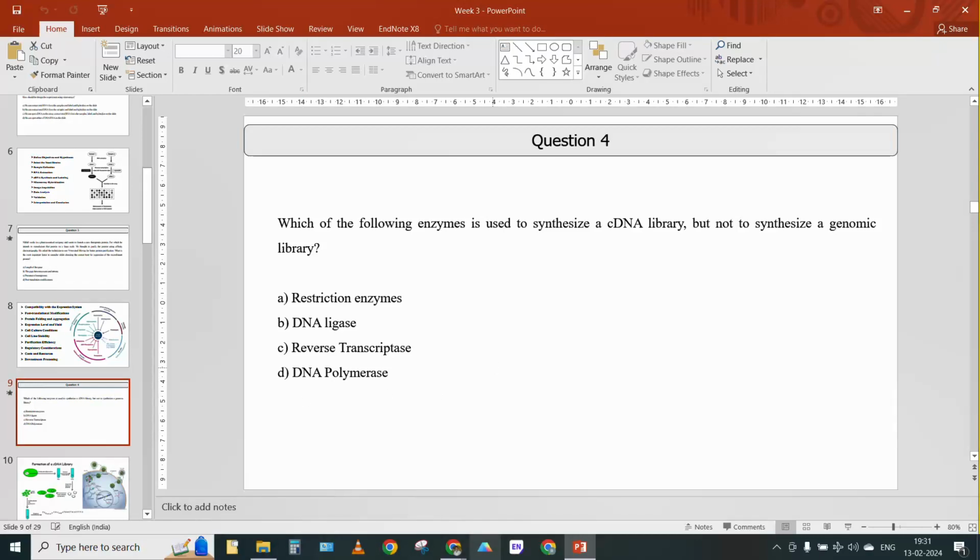So in the next question, it states which of the following enzymes is used to synthesize complementary DNA library but does not synthesize a genomic library. So the options are restriction enzymes, DNA ligase, reverse transcriptase, or DNA polymerase. So anyone?